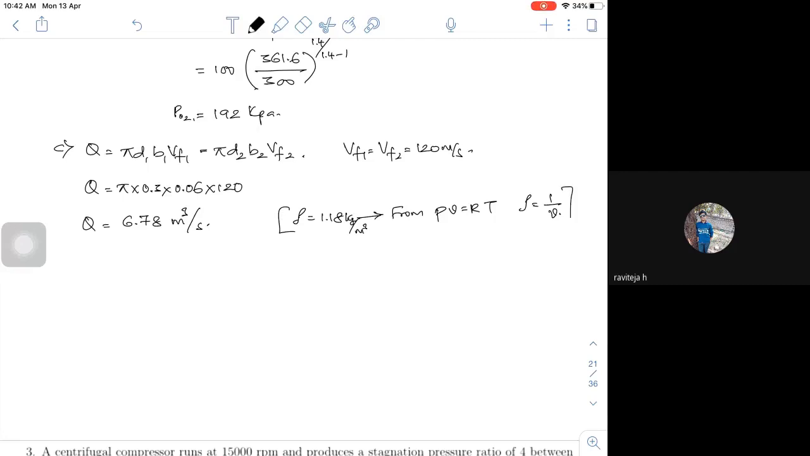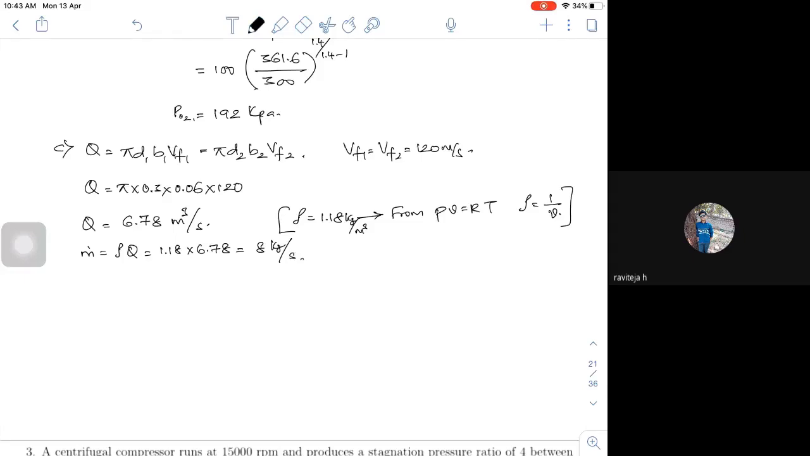I can use the same thing and find the mass flow rate. Your mass flow rate is rho into Q, which is 1.18 into 6.78. If I substitute in my calculator, I am roughly getting around 8 kg per second. That is the value I am getting for the mass flow rate.